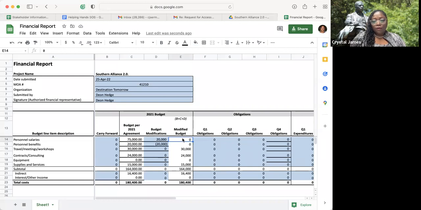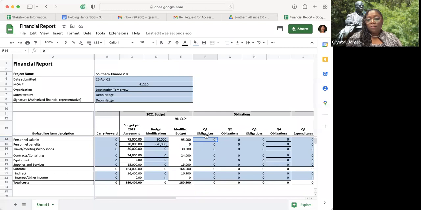So your total here should now be $95,000. And that total will be 0. And again, making sure that your total costs are the same. If those are the only modifications that you want to make to your budget, you can go on to your quarterly obligations.